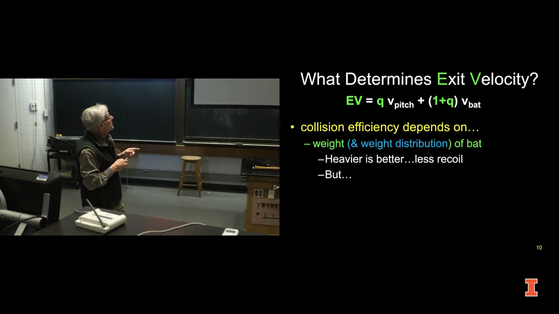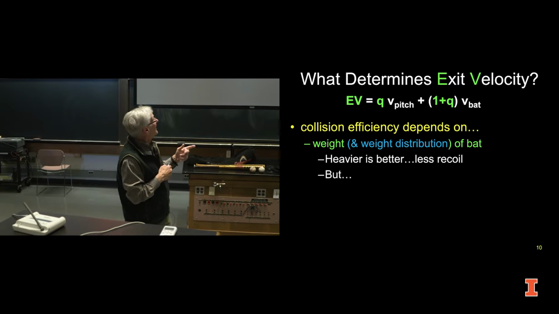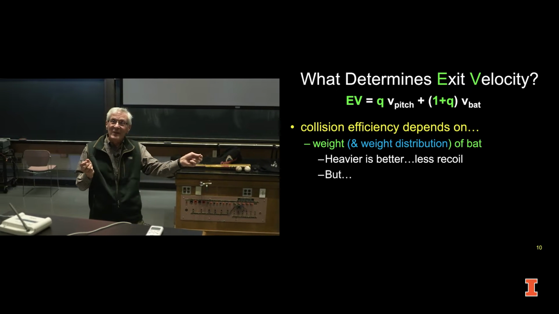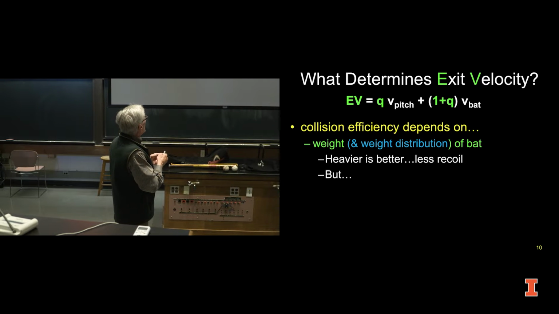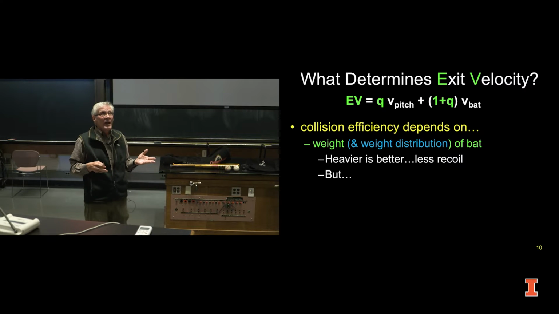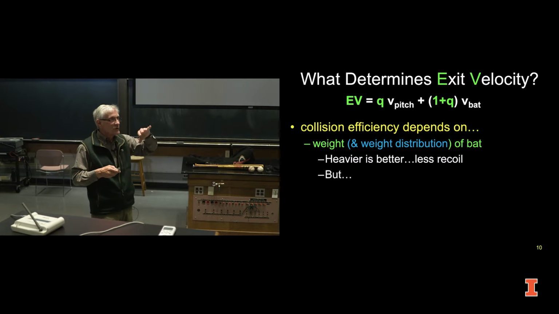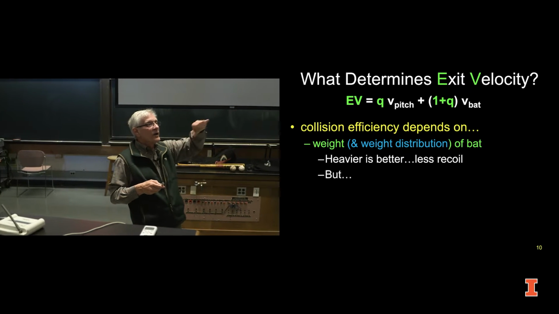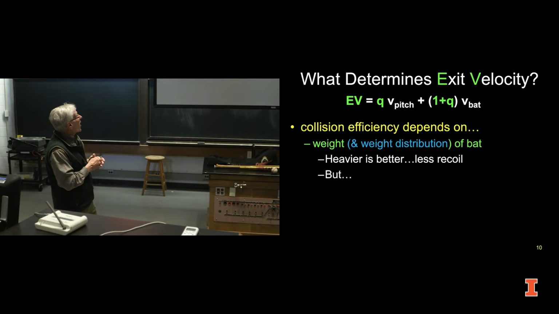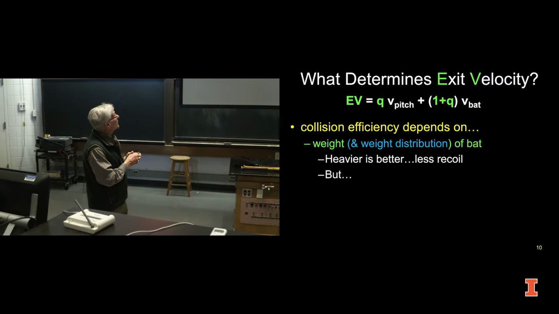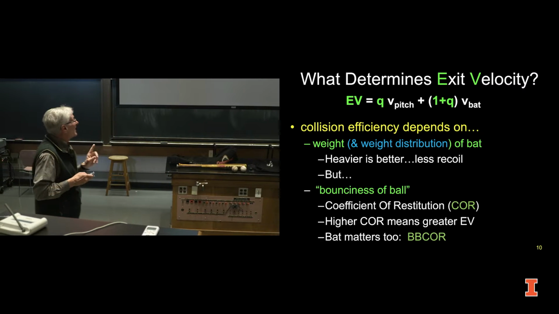So heavier is better in terms of what happens with Q, but, and there's a big but here, you have to swing the bat also. So usually when the bat is heavier, the bat speed is going to be less. And so you can see there's going to be some optimization that goes on, where there is some optimum bat weight that optimizes basically the product of Q times the bat speed. But that's not the part that interests me most.